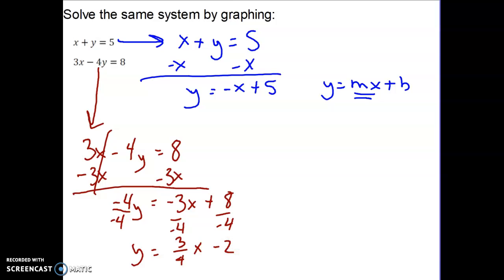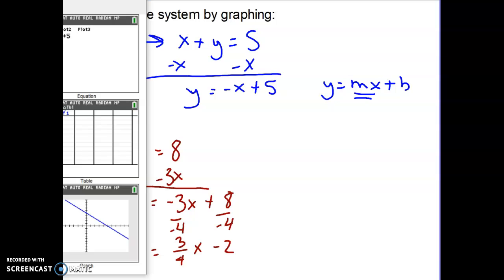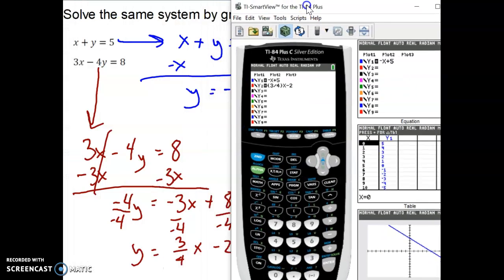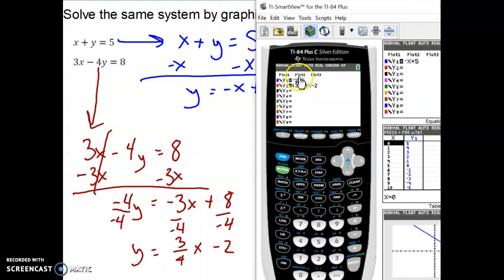Okay, so now I'm ready to type into my calculator. I'll put that in for y1 and y2. All right, and I have it already typed in there for us, -x plus 5 and 3/4 x minus 2. And as usual, you can see I put my 3/4 in parentheses. So let's graph that. All right, there's the blue one, the top one, and there's the red one, the second one.